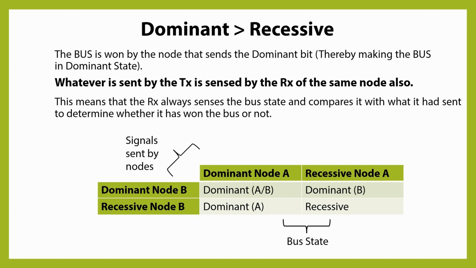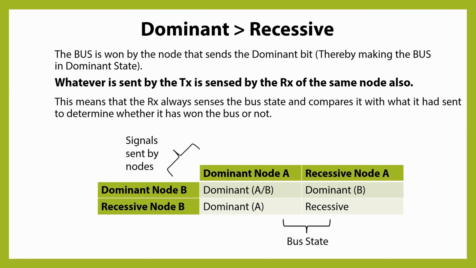So that is how we determine everything in the CAN bus communication protocol. As I have written over here, the bus is won by the node that sends the dominant bit, thereby making the bus be in the dominant state. Same as I said earlier, if you send two signals, dominant and recessive, the dominant wins. Whatever is sent by the TX is sensed by the RX of the same node also.